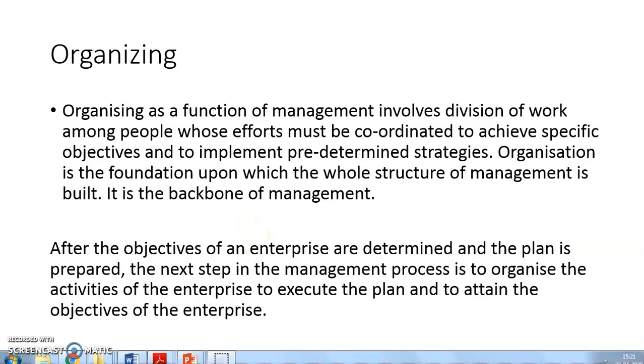Dear students, today we are going to talk about organizing. The terms organizing and organization are given a variety of interpretations.